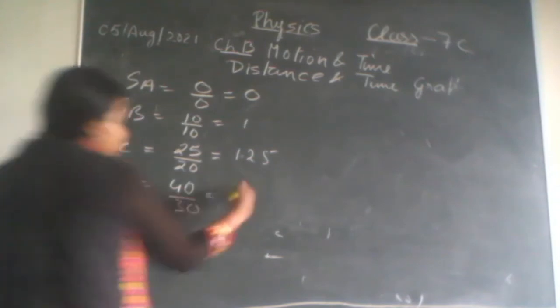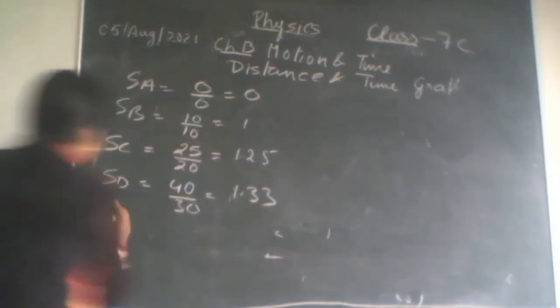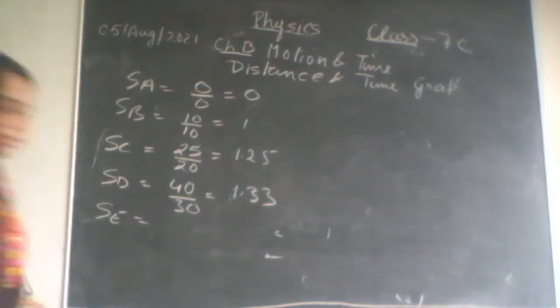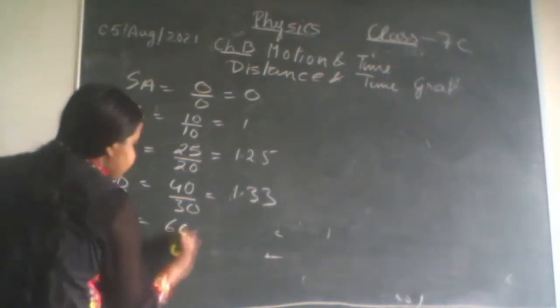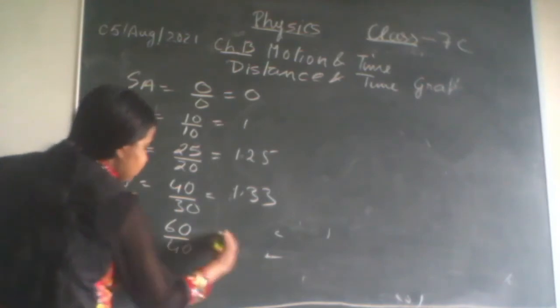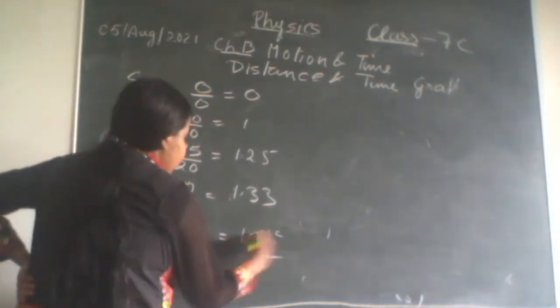Then speed of E. 60 divided by 40, that is 3 by 2. 3 by 2 is how much? 1.5. Very good.